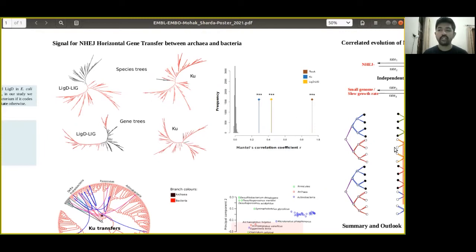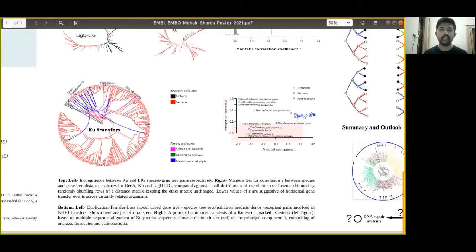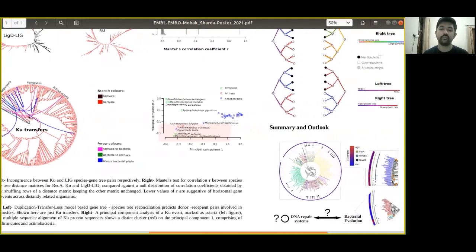Just to give you one example, if you focus on this asterisk over here, which shows a transfer event between archaea and the ancestor of firmicutes and actinobacteria, we find that when we do a principal component analysis for these Ku sequences, there is a distinct cluster that forms on the bottom left of principal component 1, which consists of archaea, actinobacteria, and firmicutes, suggesting that specifically these organisms might have participated in the transfer events for NHEJ proteins.